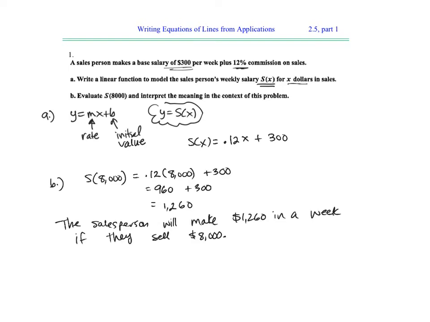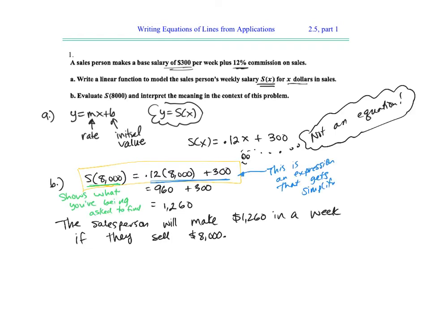if they sell $8,000 in sales. Now this right in here looks a lot like an equation. A common error is to want to divide both sides by 8,000 because it really looks like an equation. But this is actually not an equation. This is just telling you what you're being asked to find. On the left-hand side, this is showing you what you're trying to find, and the right-hand side is really just an expression that needs to get simplified. With function notation, everything looks like an equation, but it's really not. So we don't need to divide by 8,000 there. Just simplify that right-hand side.